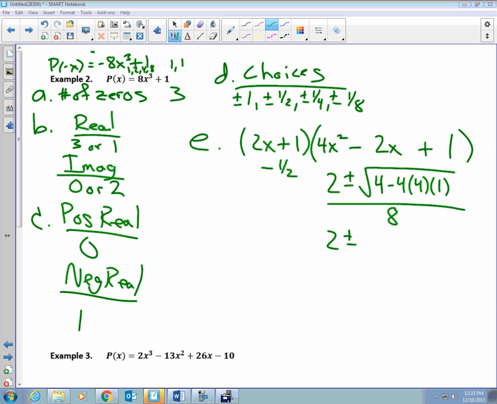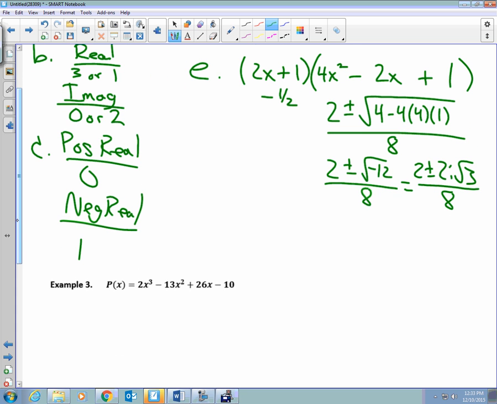4 minus 16. Negative 12. What is a perfect square? You take out a negative 12. Negative 4. What's the square root of negative 4? 2i. So we have 2 plus or minus 2i roots of 3 over 8. Those are all divisible by 2. So we have 1 plus or minus i roots of 3 over 4.